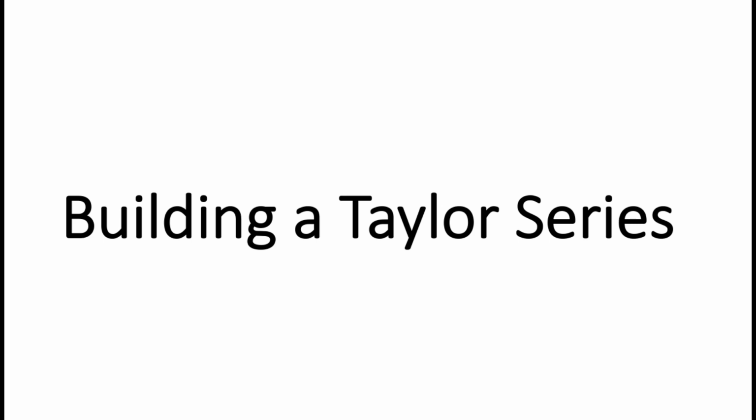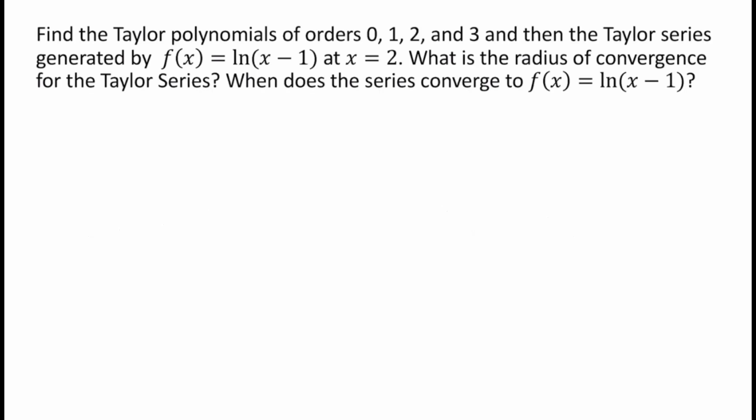Building a Taylor series. Let's jump into it. We're going to do this nice big example where we start with Taylor polynomials and build our way to a Taylor series and talk about the radius and interval of convergence. So we want to start by finding the Taylor polynomials of order 0, 1, 2, and 3, and then the Taylor series generated by f of x equals natural log of the quantity x minus 1 at x equals 2.